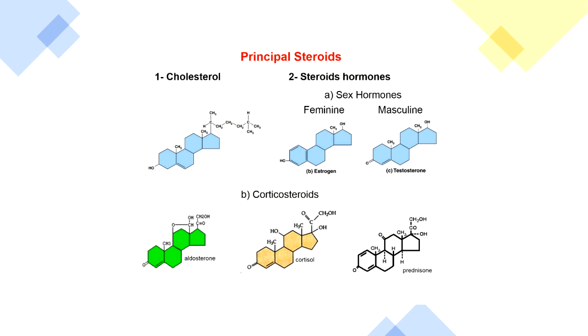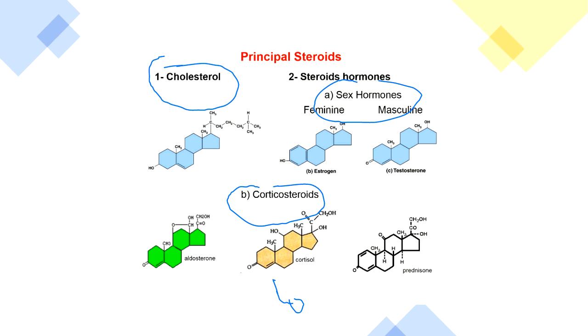Okay, these are the principal steroids. Cholesterol, very important for stability and structure. It maintains our phospholipid bilayer, or the cell membrane. Steroids can become sex hormones or they can become corticosteroids, of which cortisol is involved in fight or flight.